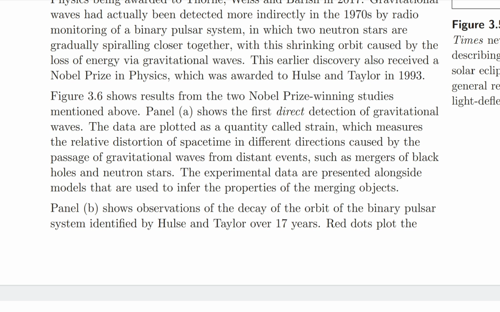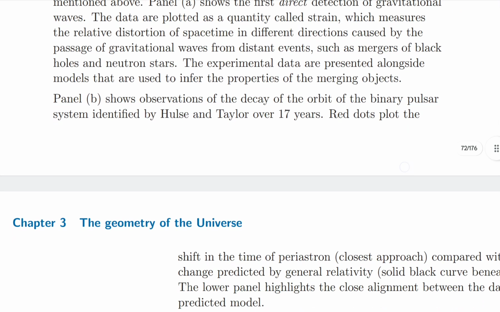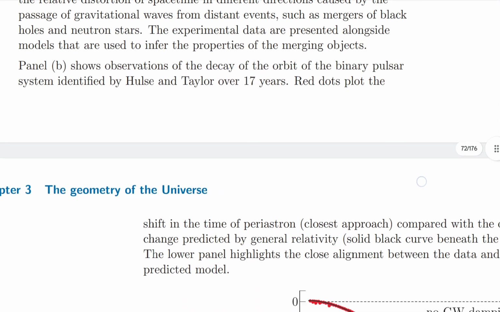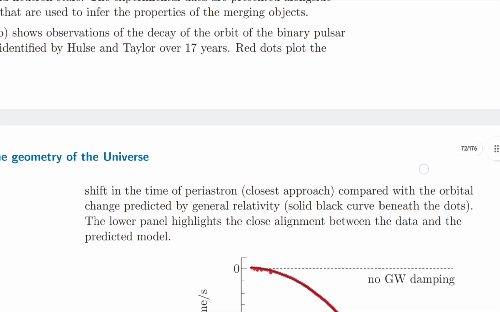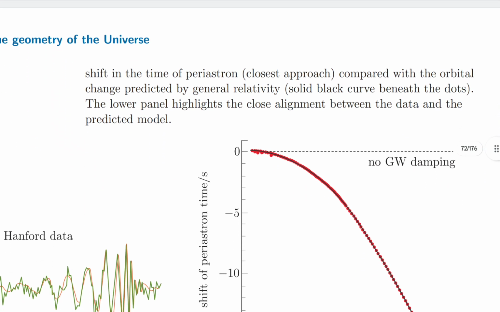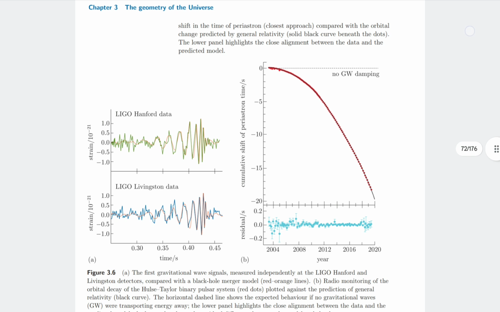Panel B shows the observation of the decay of the orbit of the binary pulsar system identified by Hulse and Taylor over 17 years. Red dots plot the shift in time of periastron closest approach compared with the orbital decay predicted by general relativity, solid black curve beneath the dots. The lower panel highlights the close alignment between the data and the predicted model.